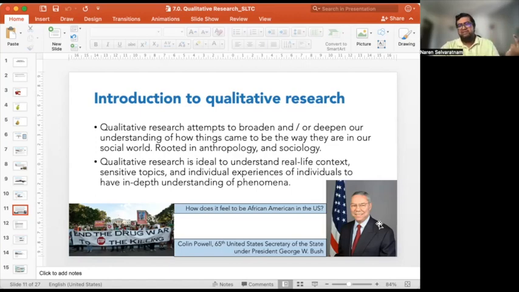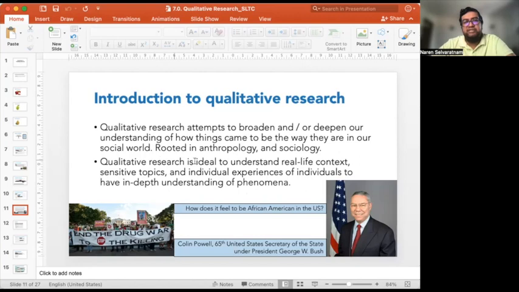How do I make sense of this? How am I going to reconcile with the fact that we still don't have good understanding with each other, the ethnic groups? How am I going to make sense of these perceived differences between different groups of people? So this is why we need to do qualitative research, to understand the depth of the issue. And these are things that are rooted in anthropology and sociology. Most of the qualitative research work that we do is rooted in anthropology and sociology.